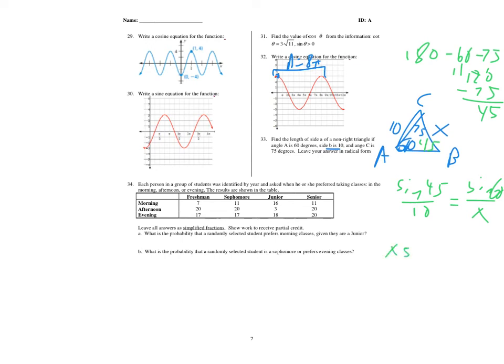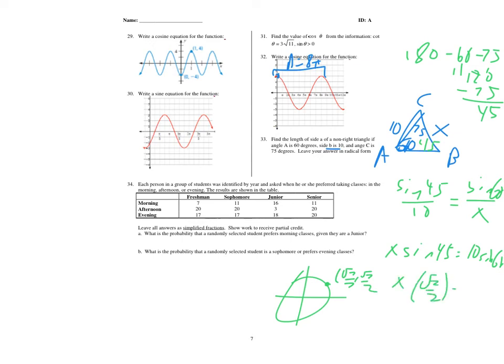And so we'll cross multiply here. So x times sine of 45 equals 10 sine 60. Now we're going to have to go to the unit circle. So sine of 45, of course, that's rad 2 over 2. So x times rad 2 over 2. And sine of 60, which is 1/2 comma rad 3 over 2. Of course, that must be 10 times rad 3 over 2.